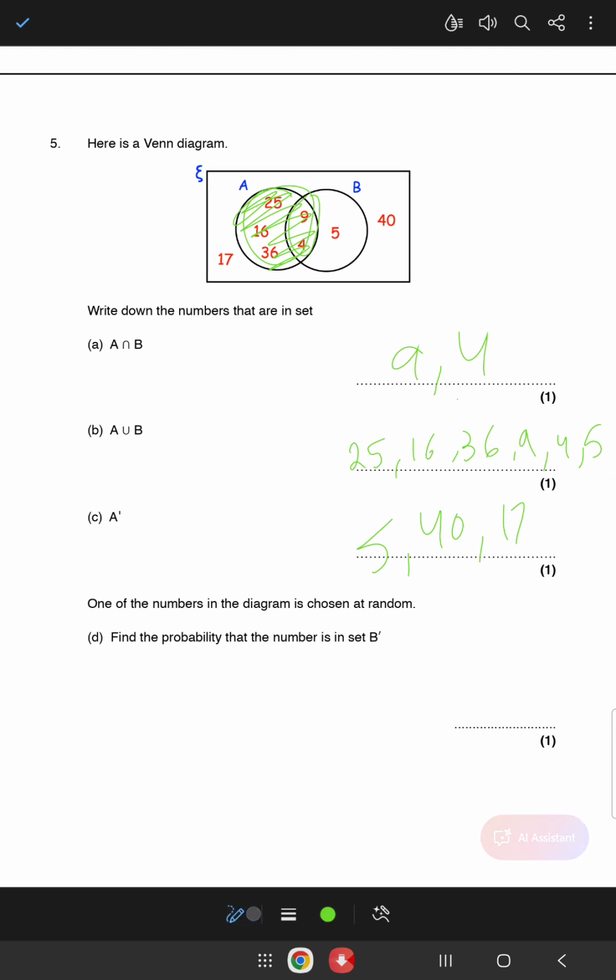I haven't learned about probability yet, so I'm not going to talk about it.